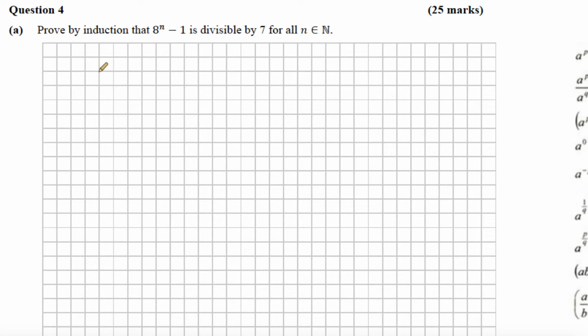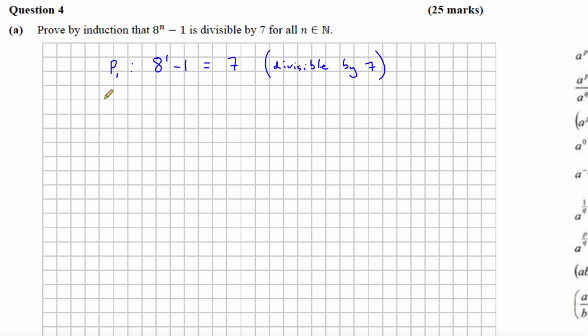Okay, so the first thing we're going to do is prove the case for the number 1. So if we put 1 in, we've got 8 to the power of 1 minus 1, and that's equal to 8 minus 1, which is 7, and that's divisible by 7. 7 is divisible by 7. So we've shown that it's true for the case of n equal to 1.